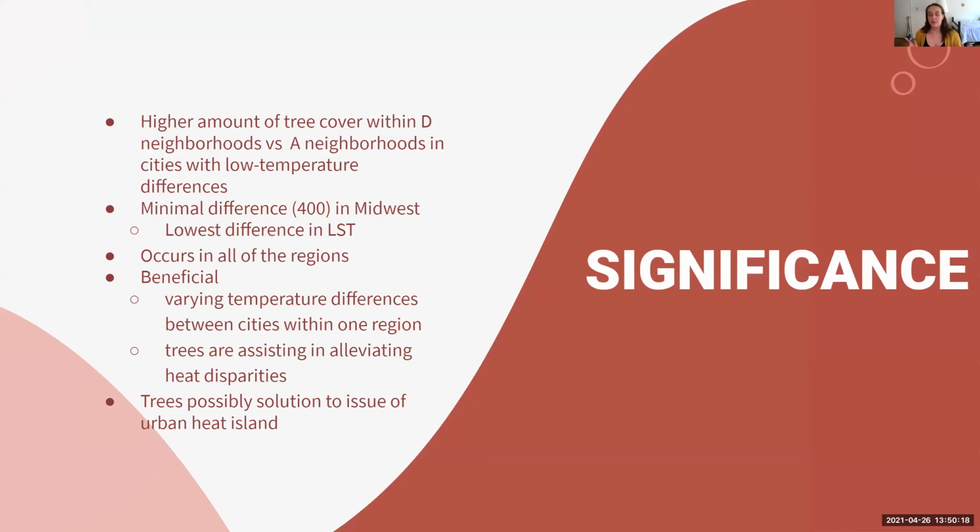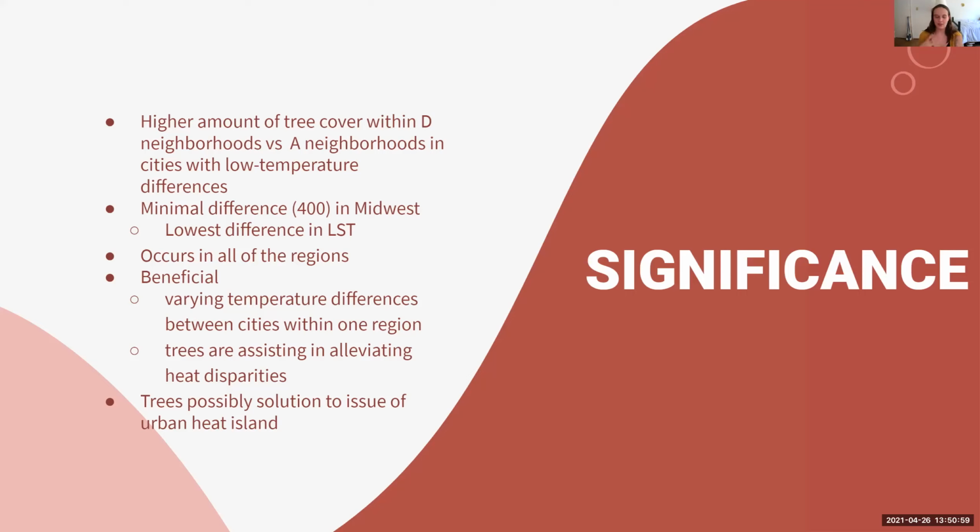So there is a higher amount of tree coverage within D neighborhoods versus A neighborhoods in cities with low temperature difference. Within the regions, they have different sorts of differences, and the bigger the number is in difference, the greater the temperature variation is. So minimal difference in tree coverage leads to a lower difference in LST comparing neighborhoods throughout all of the regions. So this occurs in all of the neighborhoods, and it's beneficial to understand because we do have this issue of varying temperatures between cities within one region.